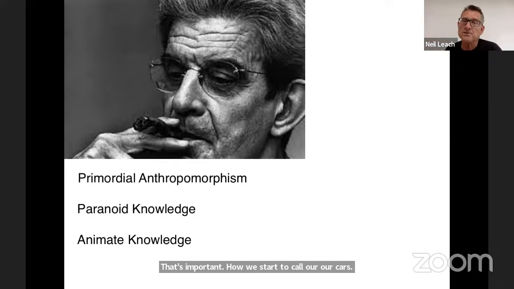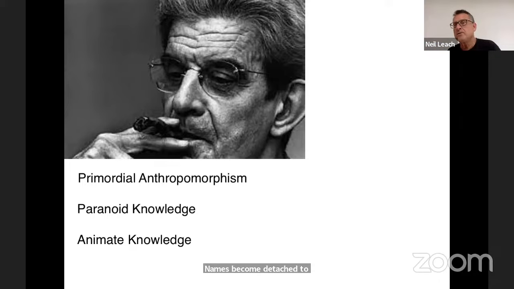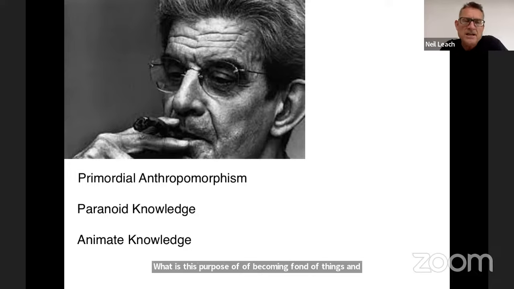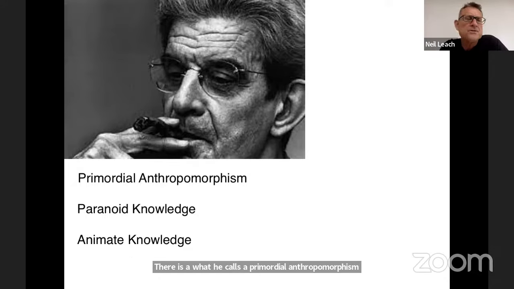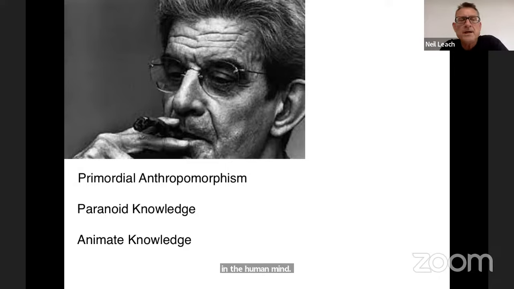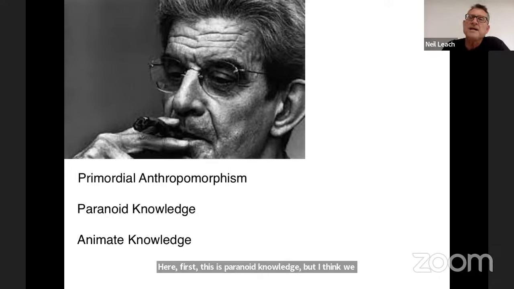Now, why are we doing this? What is the purpose of becoming fond of things and animating them in some way? Well, according to Lacan, and this is something that I cover in Camouflage, there is what he calls a primordial anthropomorphism in the human mind. He refers to this as paranoid knowledge, but I think we could also call it animate knowledge. What he means by that is we tend to treat something as a person before we treat it as a thing. There is this urge to anthropomorphize everything that is written into the human condition.